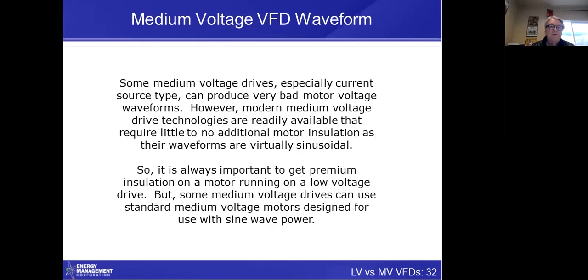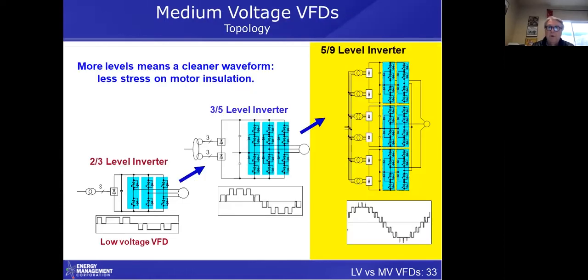That is not the case with medium voltage. In fact, for medium voltage motors, there is no standard medium voltage VFD rated motor. You have to look at the installation. So I'm going to explain to you a little bit what causes that.